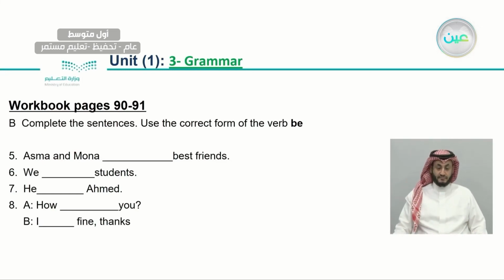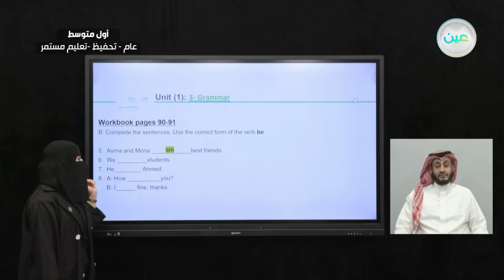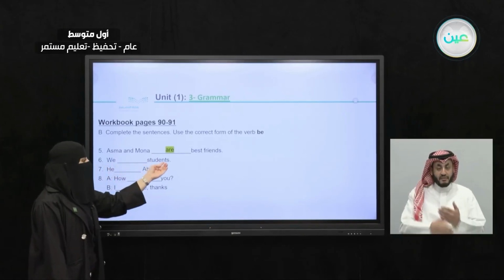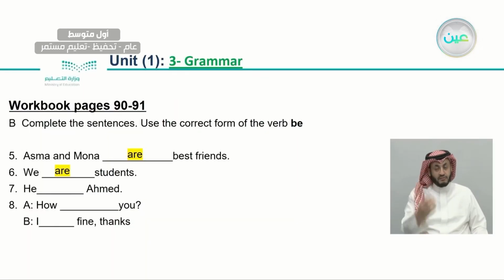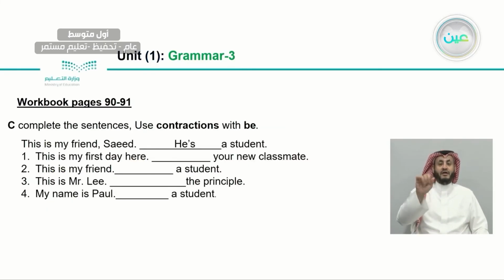Letter B, Asma and Muna, space, best friends. 2 people, plural, are best friends. Good job. We, space, students. Look here, it's a plural form. We are students. He, space, Ahmed. He's only one. He is Ahmed. Good job. How, space, you. How are you? Good job. And the other person will reply, I am fine, thanks. I'm fine, thanks.